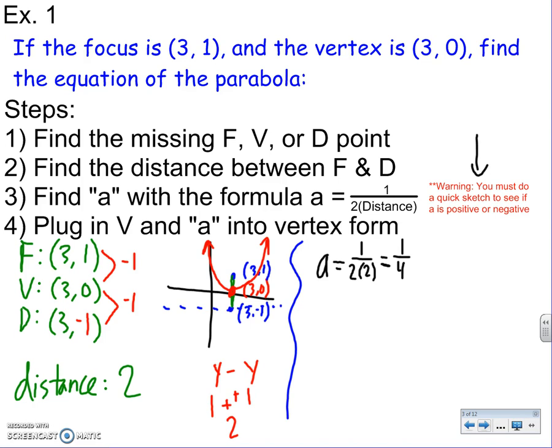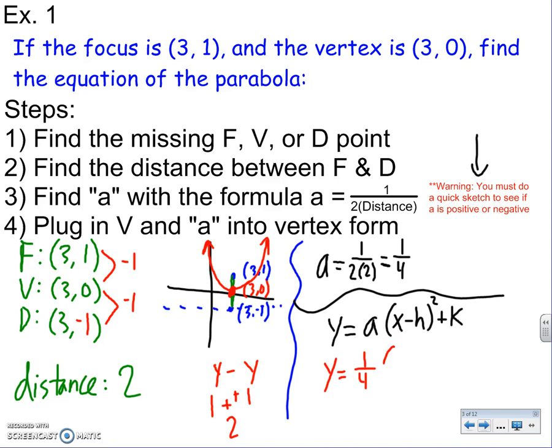All right, and the final step, step 4. Plug in V and A into vertex form. All right, that's easy. So y'all know vertex form from the last video is y equals A times parentheses x minus h, squared, plus k. So leave y alone. But A was 1 over 4. Leave x alone, minus h, opposite of the vertex.